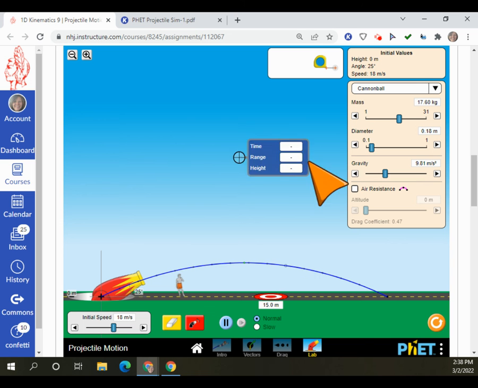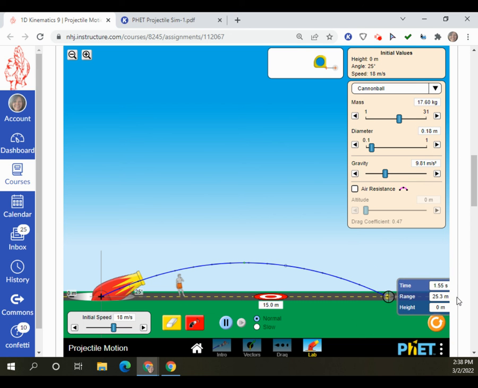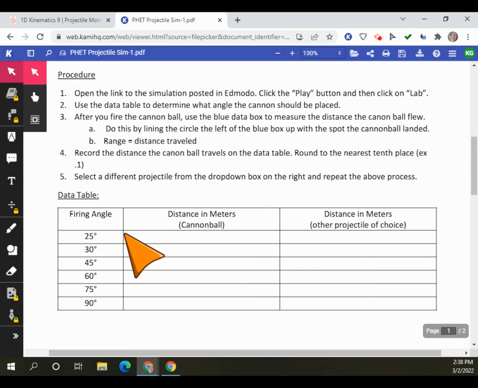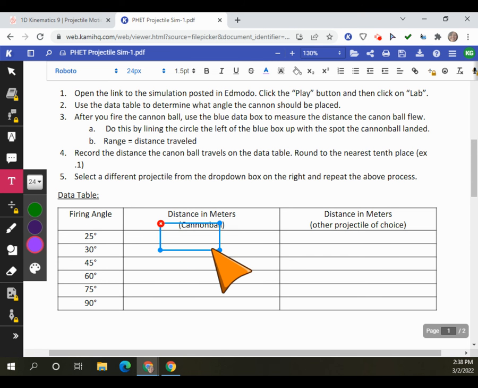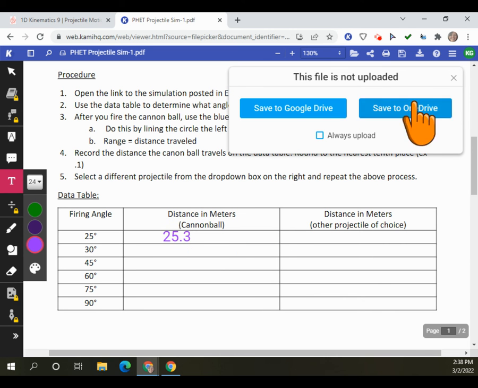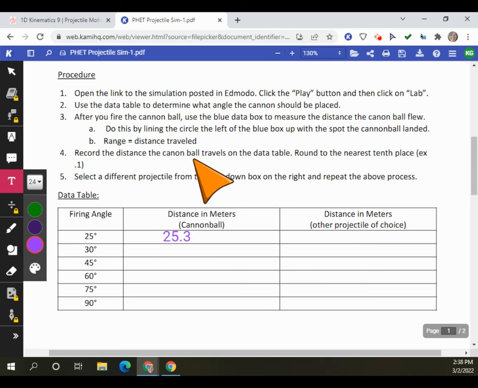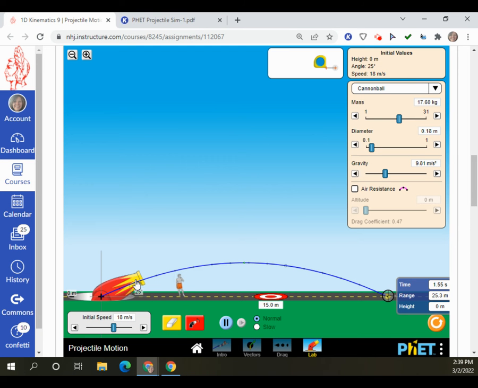All right, so that is where we want to get our rangefinder, so to speak, right on there. And the range is 25.3 meters. So we are going to go ahead and type that in here, 25.3 meters. And it already says meters in our data table title, so we don't really need to type meters. We do not need to save that right now. And so 25.3 meters. And that's all you have to do. So then we're going to go back and we'll change this to 30 degrees. And we'll fire it again.